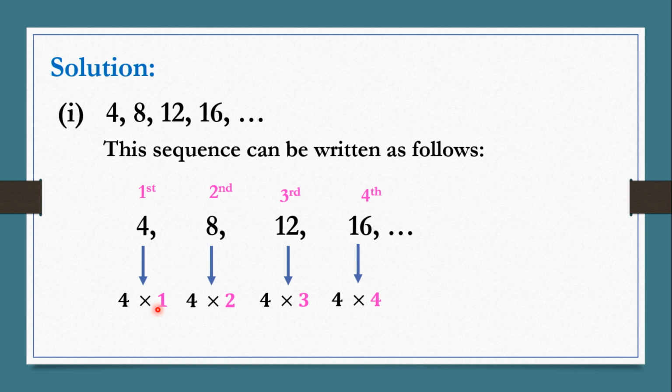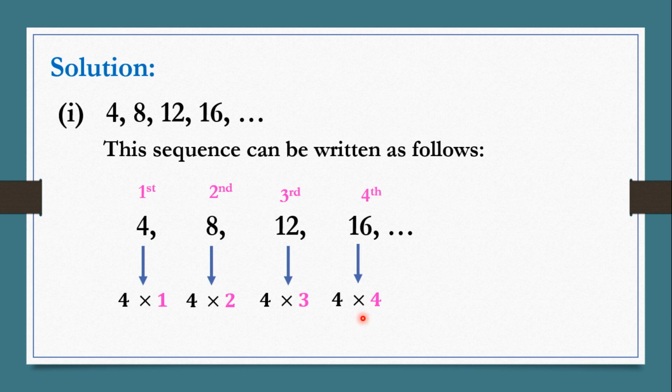What do you observe? Look at the different colors. The first term is 4 times 1. The second term is 4 times 2. The third term is 4 times 3. The fourth term is 4 times 4.